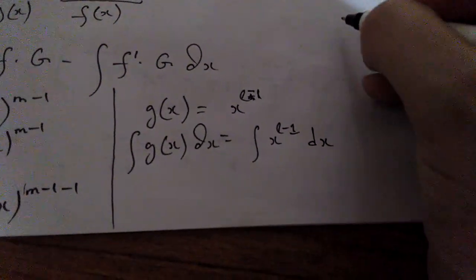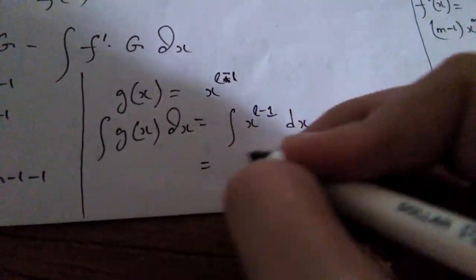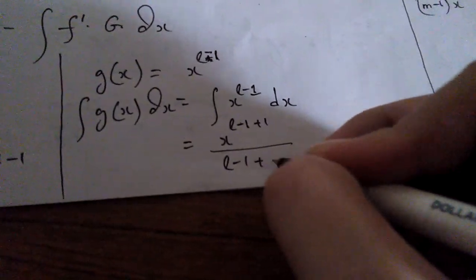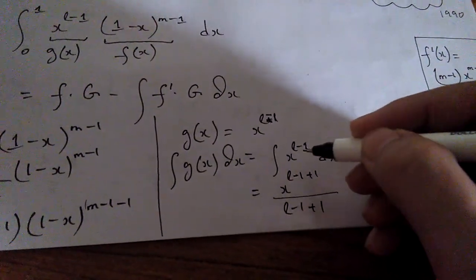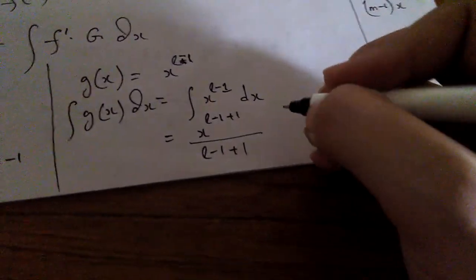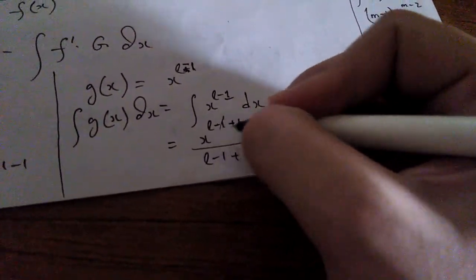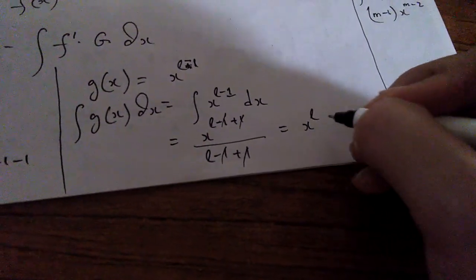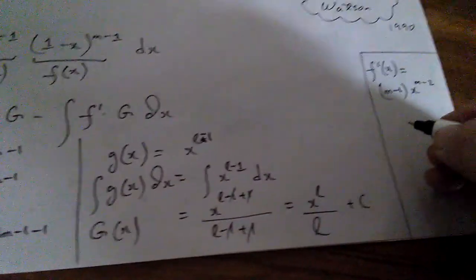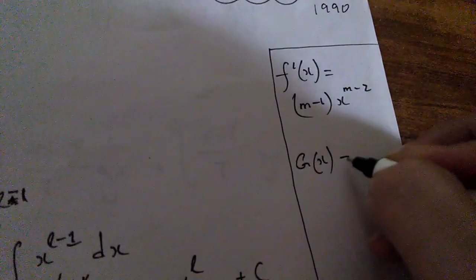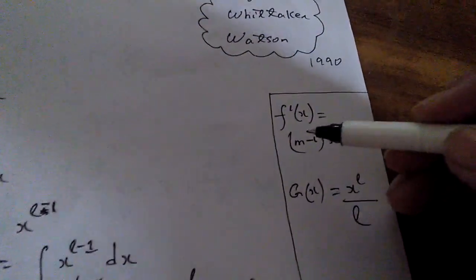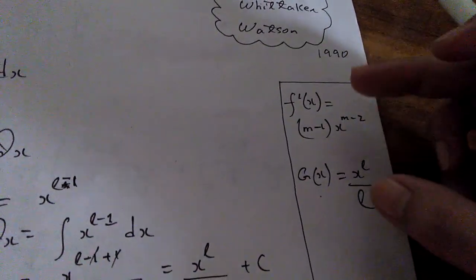And over here we are going to apply the formula of the integral of x to the n, which is x to the n plus 1 upon n plus 1. You know that this whole thing is behaving as your n over here. So x to the power n plus 1 upon n plus 1. So what is left here? Minus 1 and plus 1 get cancelled. So you have x to the power L upon L, plus some constant. And this is your capital G of x. For my convenience, I can write that my G of x is x to the L upon L. Now my f dash x and my G of x have been obtained.